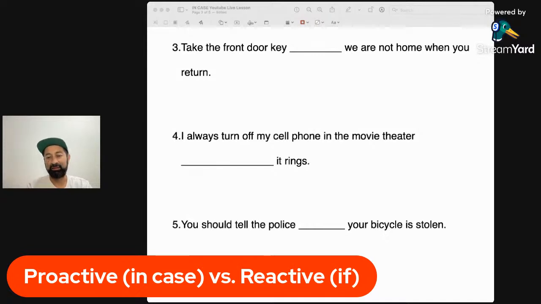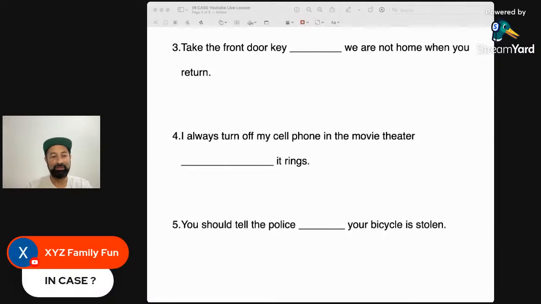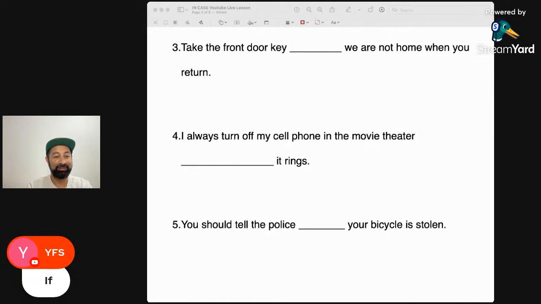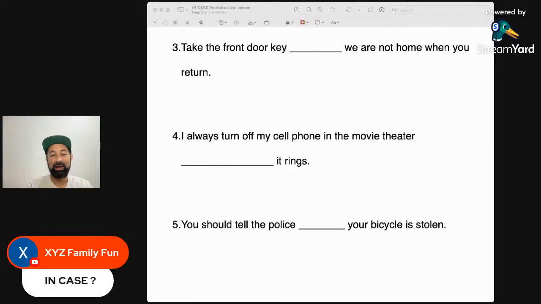Something, it rings. All right, so we've got here XYZ's in case, YFS is if. So we've got 2 different answers here. Here, the problem is my phone might ring. Maybe someone will call me. And if you're in the movie theater, that's a big problem. So you want to prepare for that. So you turn off the cell phone. So in this situation, I would choose in case.